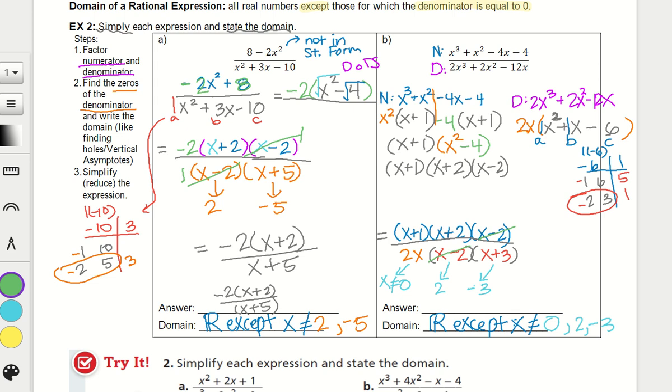So that means that my answer, what I'm left with, is x plus 1, x plus 2 in my numerator, and then 2x times x plus 3 in my denominator. So I factored my numerator and my denominator. Then I found the zeros in my denominator, so just like holes or vertical asymptotes. And then I reduced my fraction. So my resulting answer is that reduced fraction.